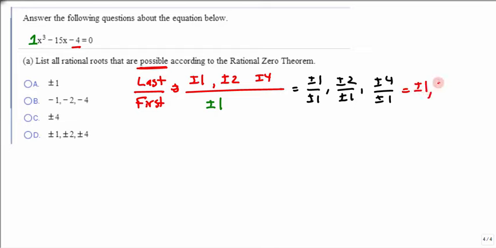2 divided by 1 is 2. 4 divided by 1 is 4. And so you can see that D is my correct solution here. So that's our first option. Now, that's just part A.